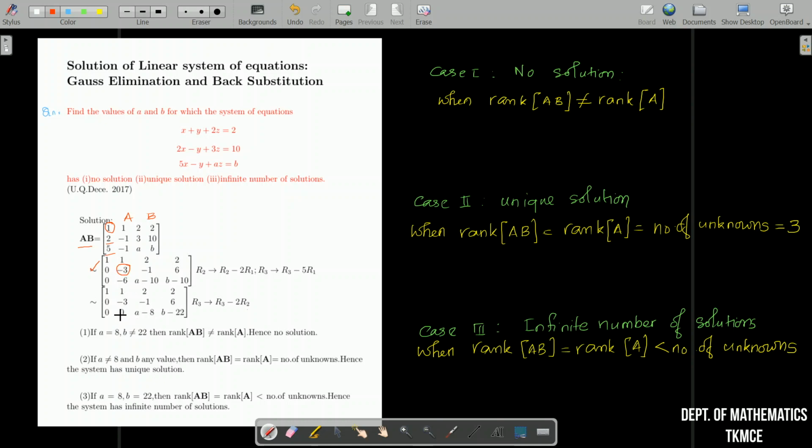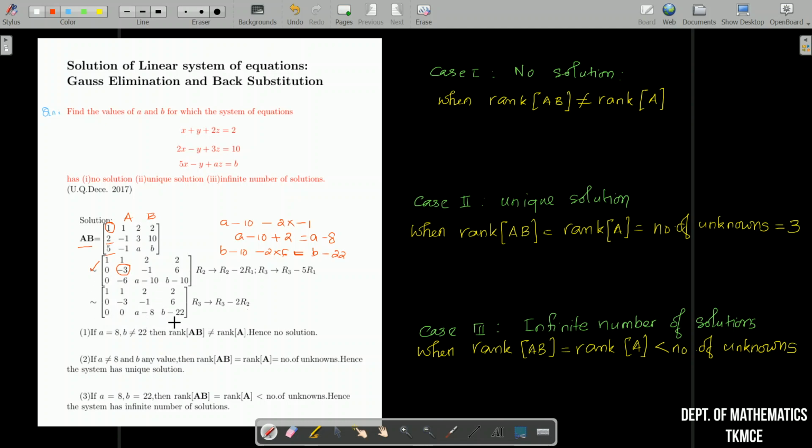And the same transformation is applied for every element of this third row, and therefore the next element is a minus 10 minus 2 times corresponding element in the second row. So 2 times minus 1. So it is a minus 10 plus 2, and hence we have a minus 8. The next element is b minus 10 minus 2 times the corresponding element in the second row, and hence we have b minus 10 minus 12, or it is b minus 22. And hence the third row is reduced to 0, 0, a minus 8, b minus 22.